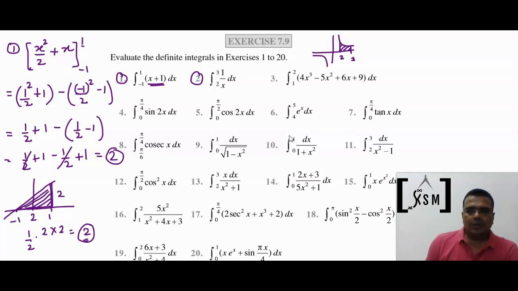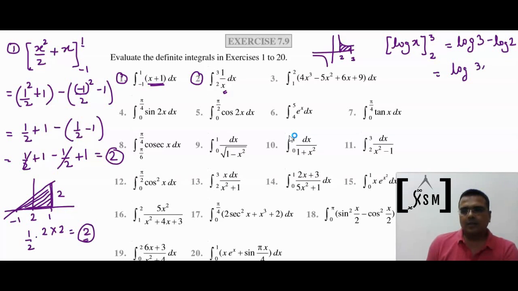So first of all, we will integrate 1 over x. 1 over x integration is log x, and we put the limits 2 to 3. Then we take the upper limit value minus lower limit value, right? If you have this, log 3 minus log 2 can actually be written as log of 3 over 2.